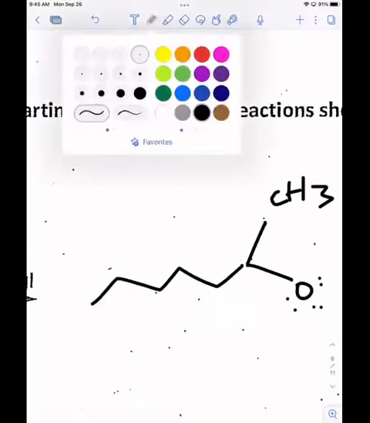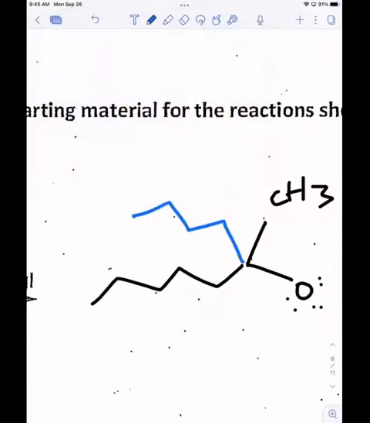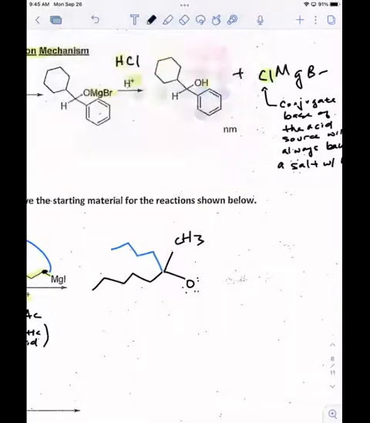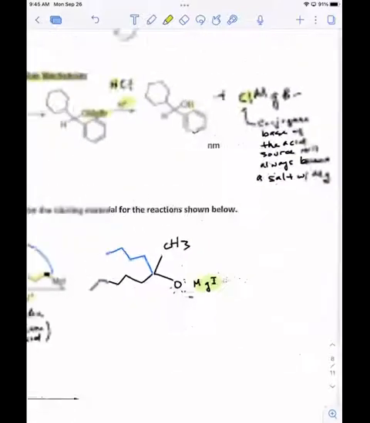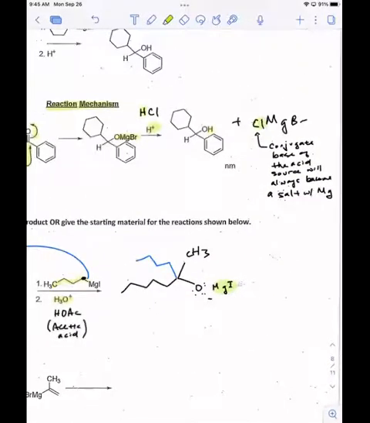I'm going to change colors here. Oxygen is negative, and then the magnesium is here, right? Magnesium is always going to find that oxygen in the intermediate. Questions about that?